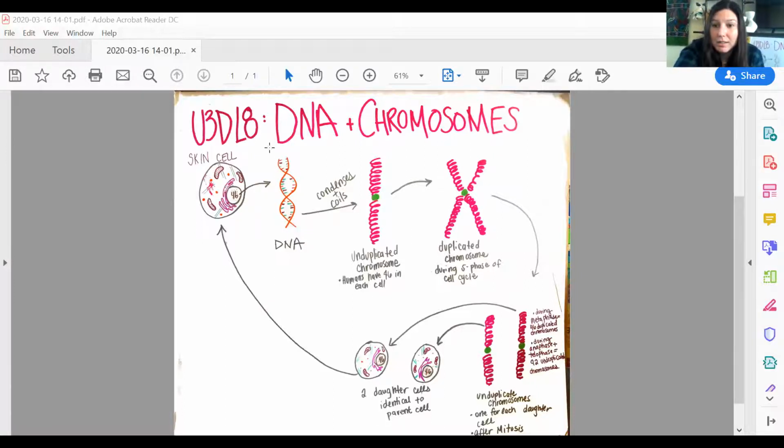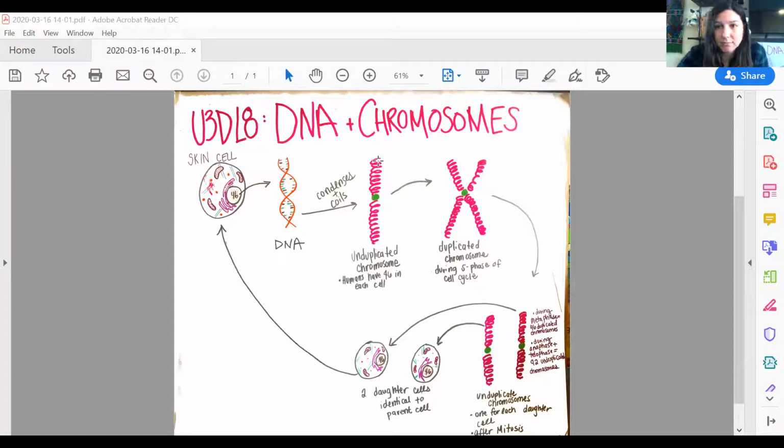So if we zoom out, our DNA has this double helix. It basically looks like a twisted ladder. This is what our DNA looks like most of the time in our cell. But when we go through the cell cycle, through interphase, and we're preparing for division, our DNA actually takes on a different form. When our DNA condenses and coils, it's going to look like this kind of spring-like structure. This is called an unduplicated chromosome.